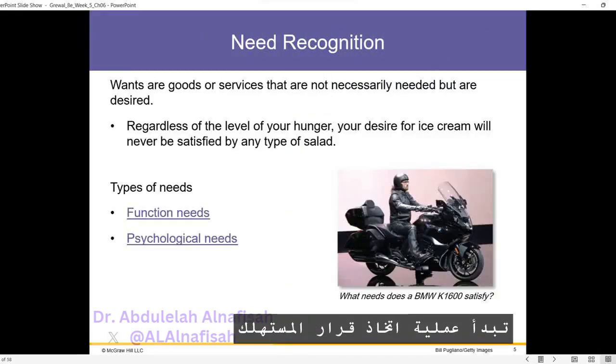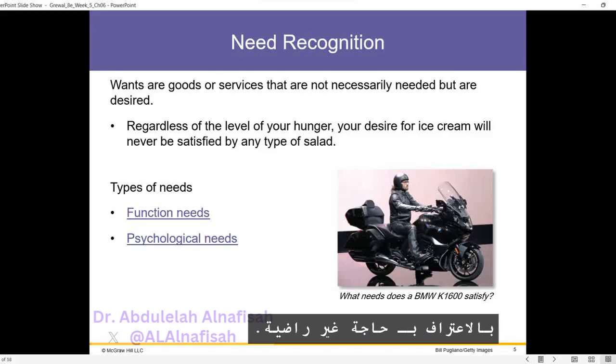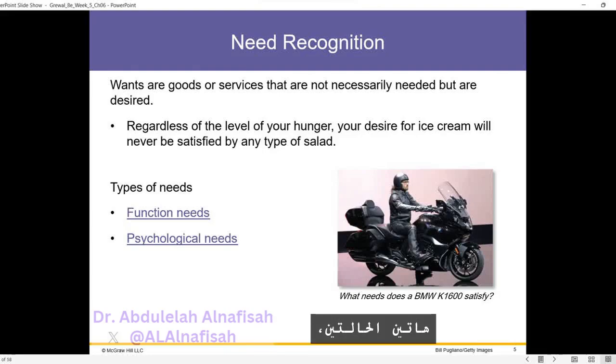The consumer decision process begins with the recognition of an unsatisfied need. This occurs when consumers realize there is a gap between their current state and the desired state they want to achieve. The greater the inconsistency between these two states, the stronger the need recognition becomes.